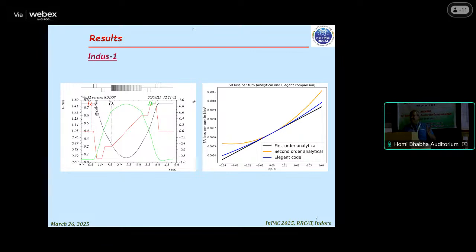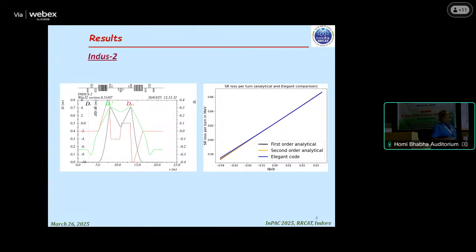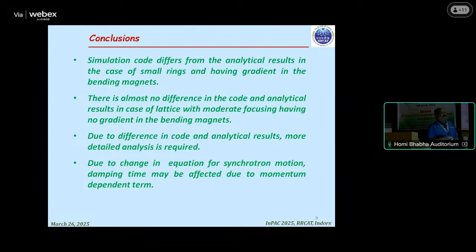That is large enough. And in the case of INDUS2, which is a very large ring without gradient in the bending magnet, elegant and the analytical formula match well. So this is my conclusion. The simulation tool and the analytical formula differ from each other. And in the case of damping time, which I have not shown here, in the case of INDUS1, this differs by up to 10%. This is a large number.